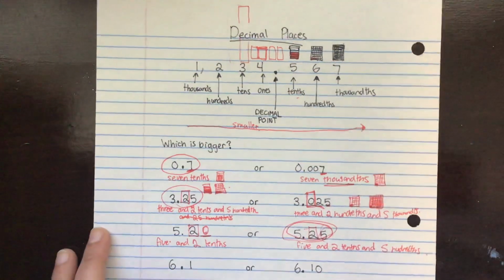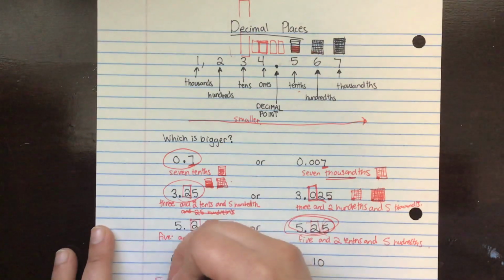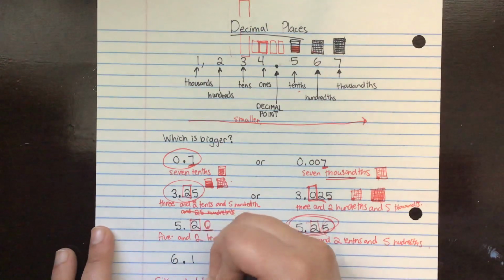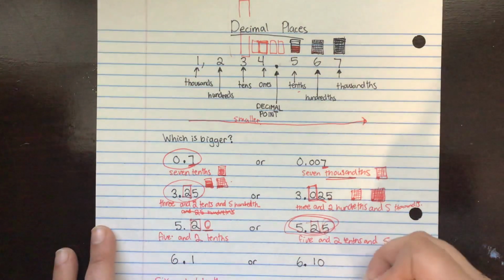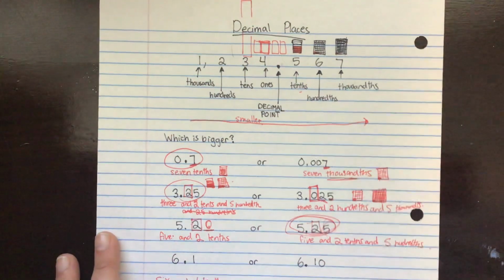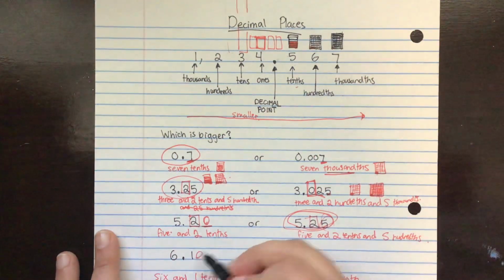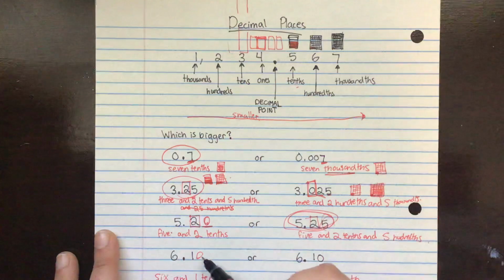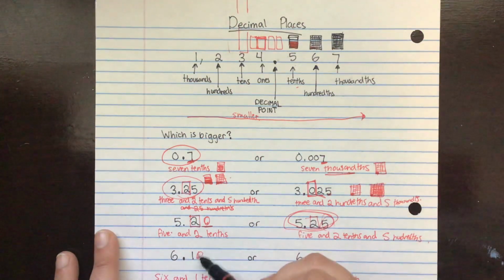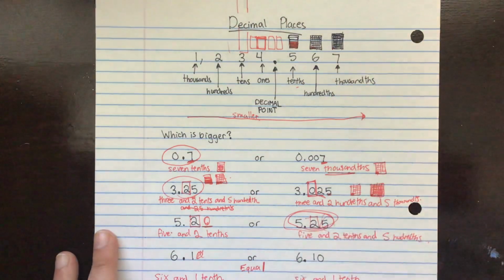And finally, I have 6.1 and 6.10. So this is known as 6 and 1/10, and this is known as 6 and 1/10. And do I really have to write 0 hundredths if there's nothing there? Not really. I can just sort of leave it at that. So if I look at these two decimals, I will notice that actually neither one is bigger because they're the exact same thing. If you have 1/10 and no hundredths, that's the same as writing a 1 and a 0 or just writing a 1. So these ones are equal. Sometimes that happens as well.